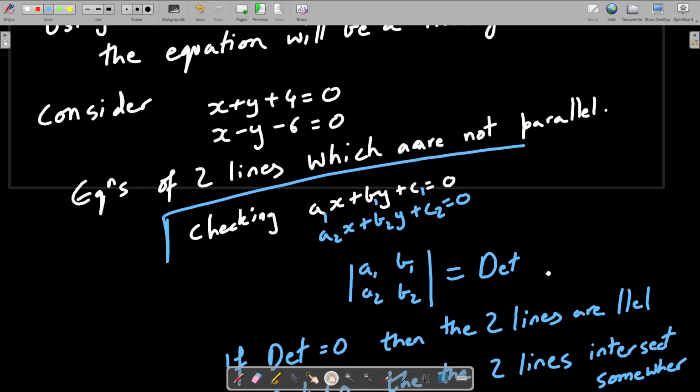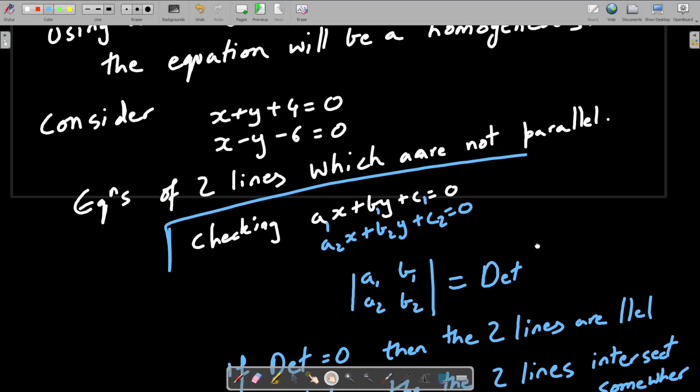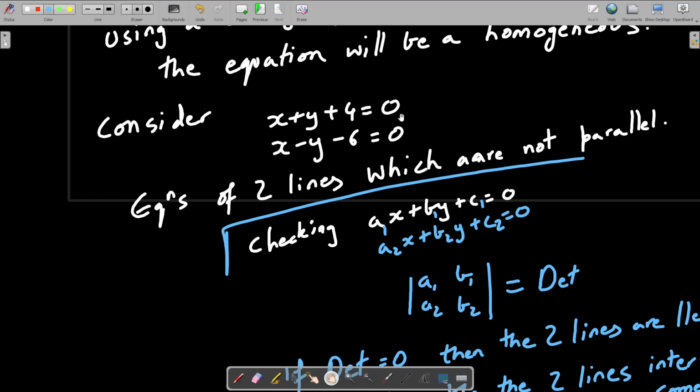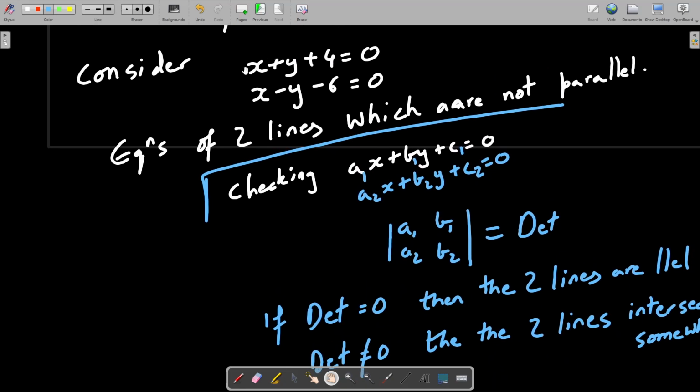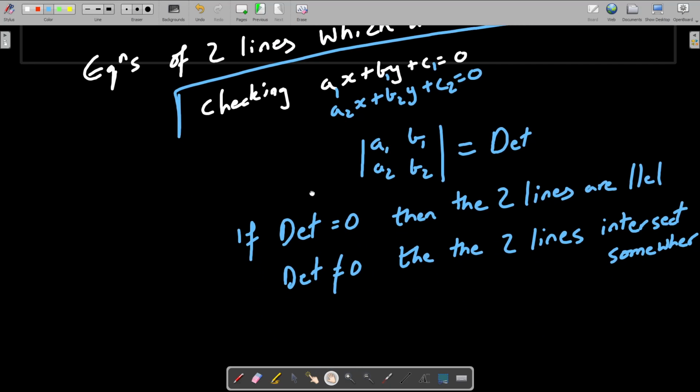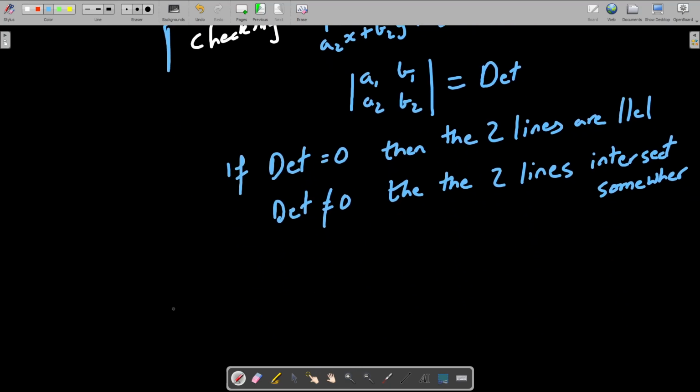So now, because of this, verify this property over here. Calculate the determinant of these coefficients. Here it is 1, 1, 1, minus 1. So calculate the determinant, what will it be? Minus 1, minus 1. Minus 2 will be the value, right? Which is not equal to 0. So for this case, the determinant turns out to be nonzero, and this is the end of that part.